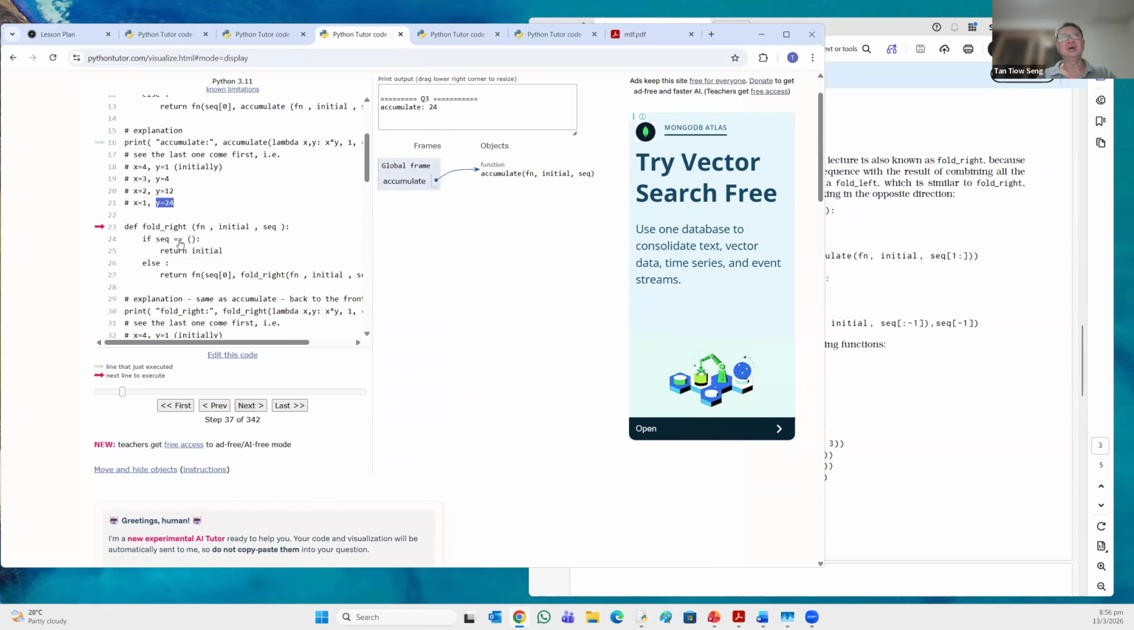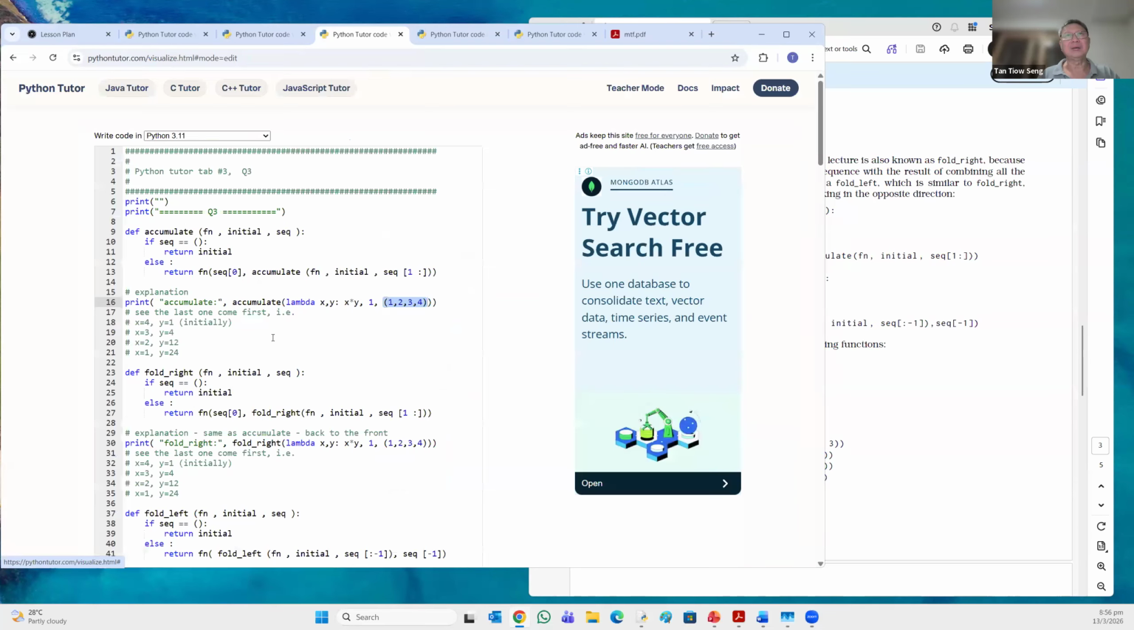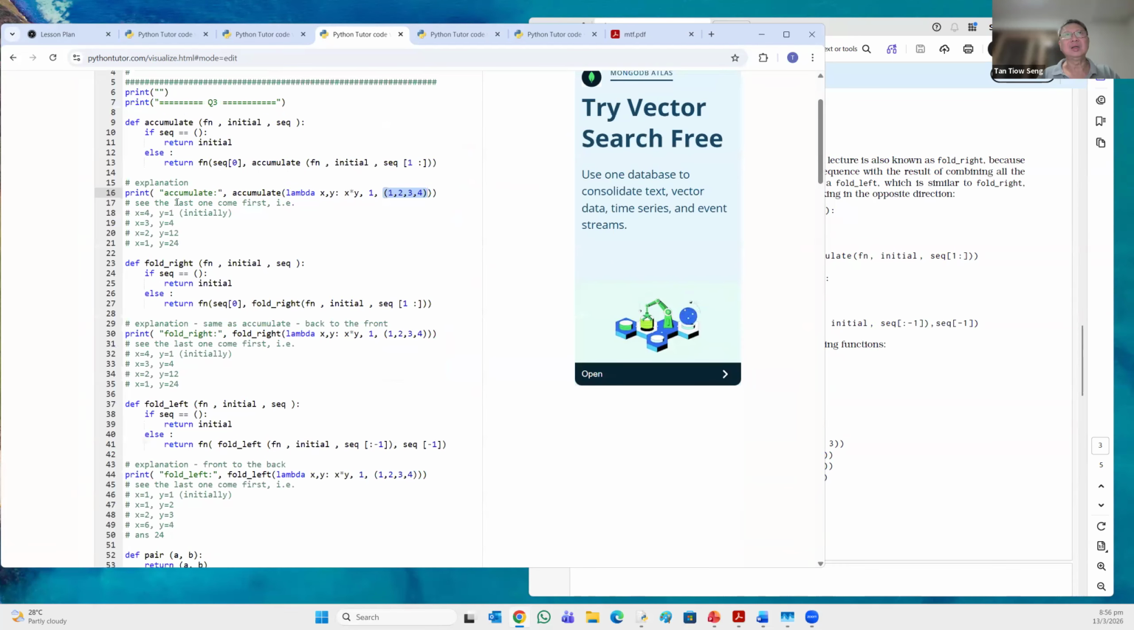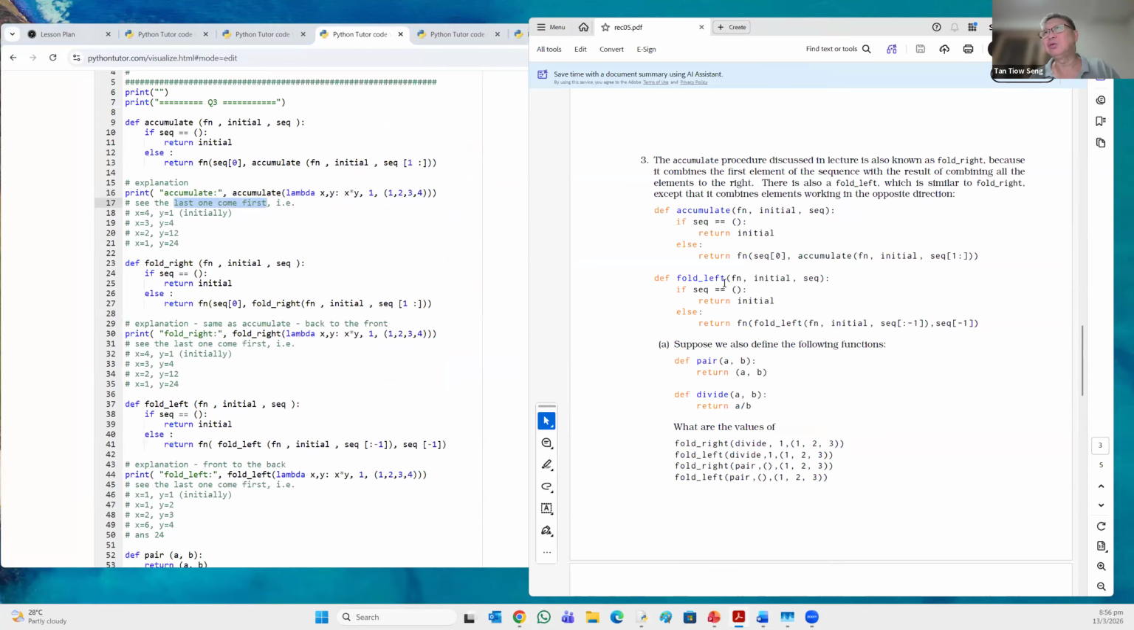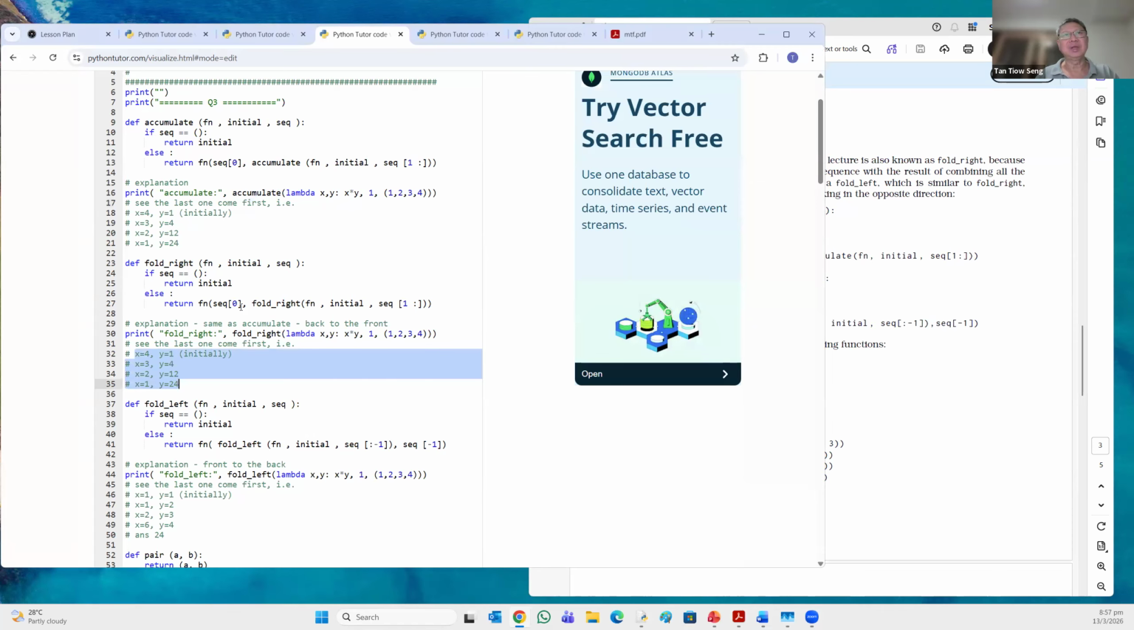Okay, you get 24. So this is accumulating from the back, so this last one comes first. And here you don't have a full write. The full write is in the lecture notes. And so this accumulate and full write are the same, so you are expected to see the same thing here.